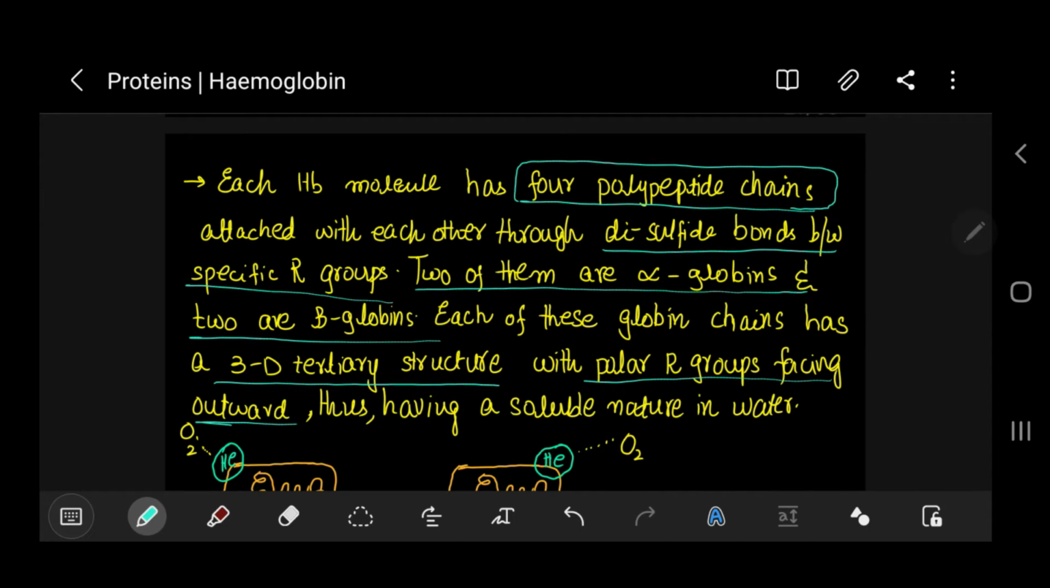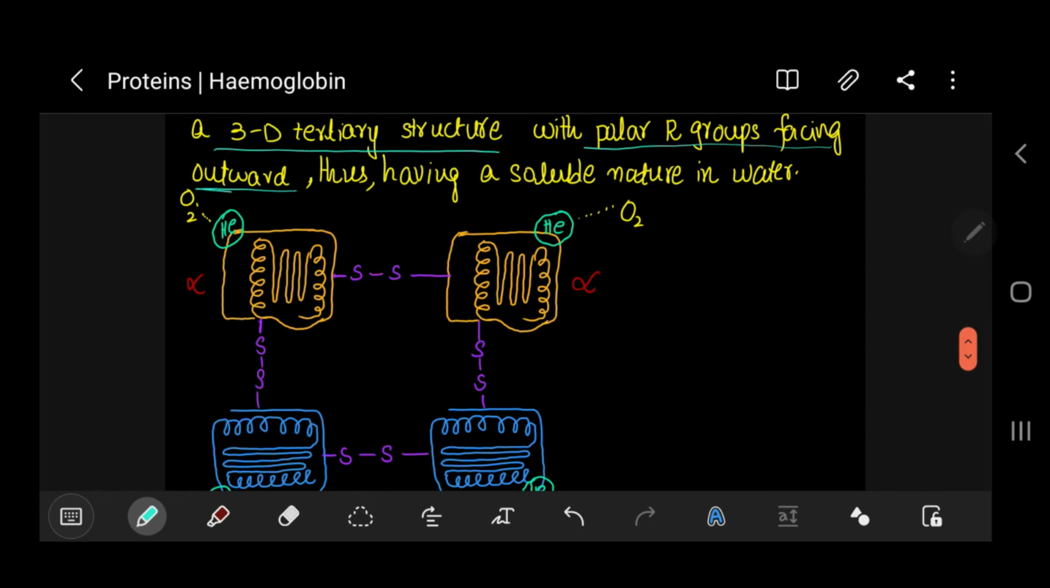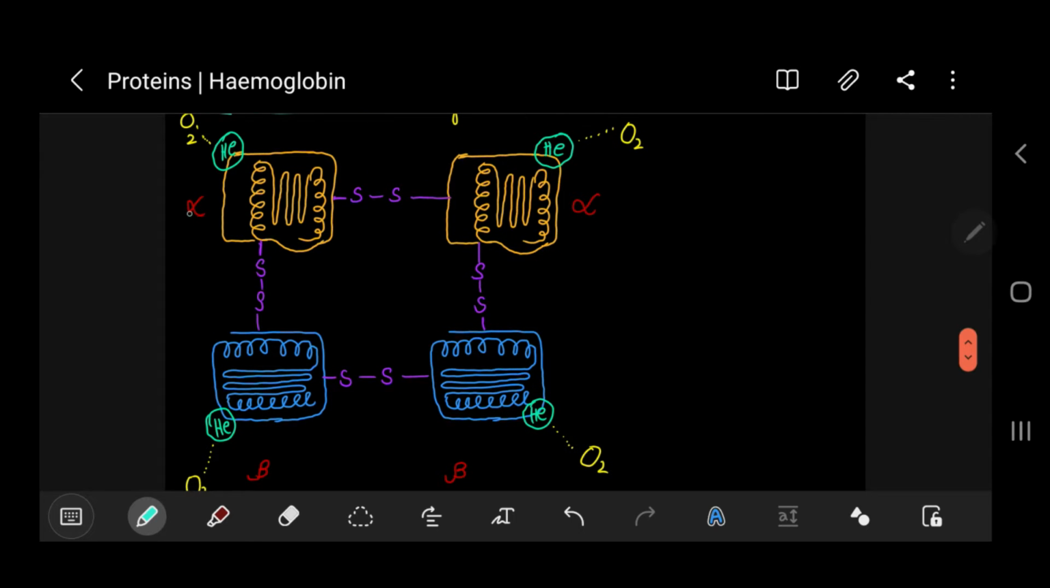Now let's look at a model for a hemoglobin molecule. As you can see, we have 2 alpha globin chains and they are identical, and we also have 2 beta globin chains. Each of them has a heme group attached to it, which shows high affinity with an O2 molecule. It's shown here, respectively, and here also.